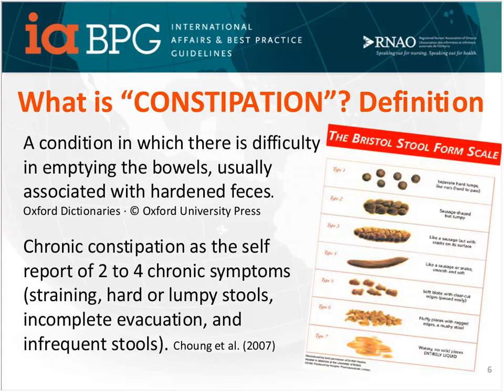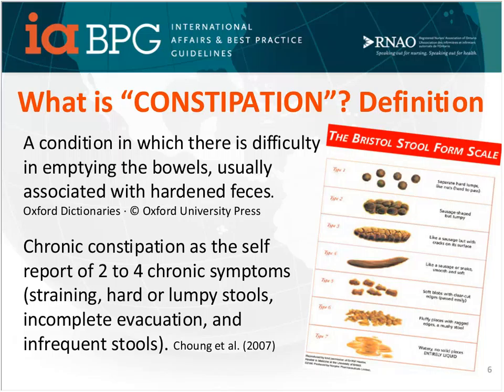So first off, I like to go back to basics. What is constipation? We all think we know it, but it's basically a condition where there's difficulty emptying the bowels, and it usually has hardened feces. So we've got the Bristol Stool Form Scale. It puts gradations of constipation everywhere from diarrhea to really pellet-like, rabbit pellet-like stools of someone who has severe constipation. You'll find this tool in the back of the best practice guideline on constipation.